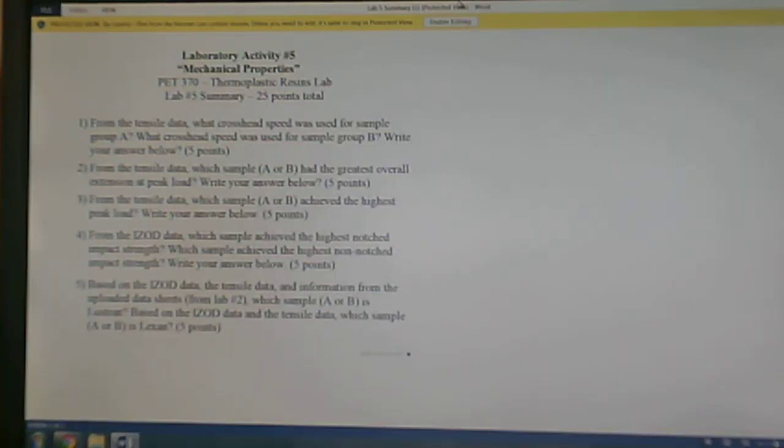And these are the questions that I'd like you to answer. So you have to look at both sets of data. So first, for tensile data, I'm asking about crosshead speed, and then from tensile data, I want to know the greatest overall extension, and then the highest peak load that was achieved. And then on 4, I'm asking you which sample achieved highest notched, and then which sample achieved highest non-notched strength. And then of course on 5, the ever-present question, which is based on the IZOD data and the tensile data and the information from the uploaded data sheets for Lustran and Lexan, which one of these is Lustran, which one is Lexan.